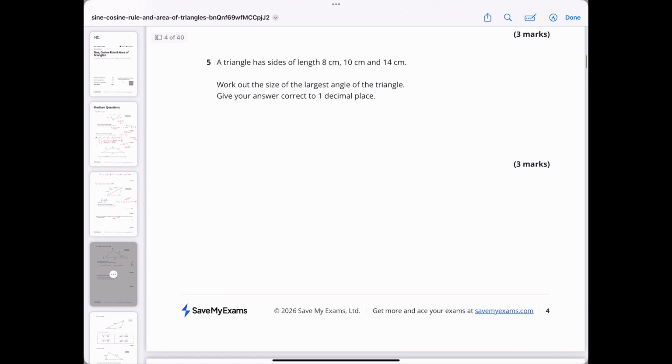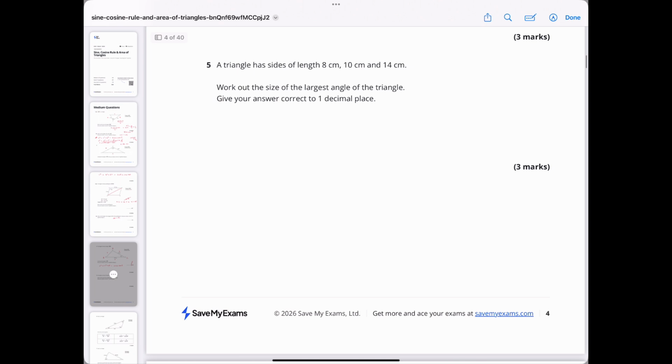Triangle has lengths 8, 10, 14. Work out the size of the largest angle of the triangle and give your answer correct to 1 decimal place. So it's 8, 10 and 14. I don't really see the point. The largest one's going to be that one. So you would, again, actually use this but backwards. So you use the cos rule.